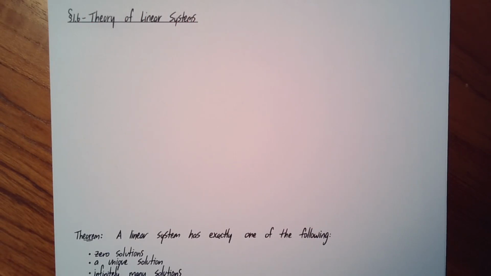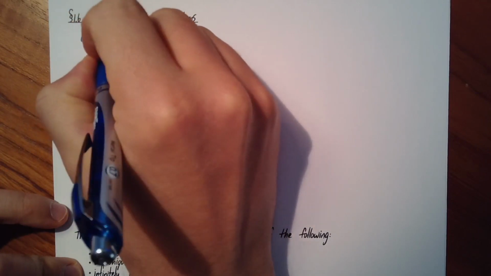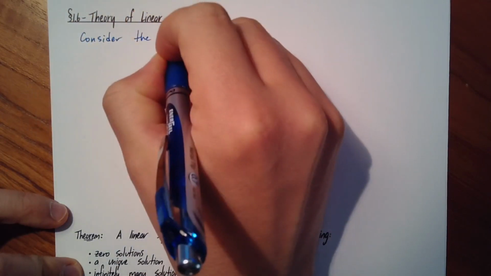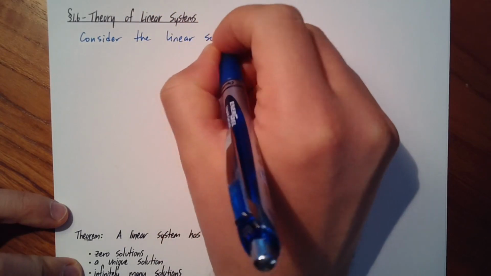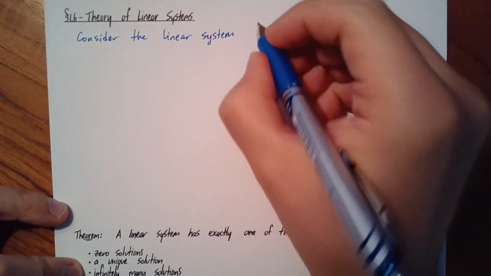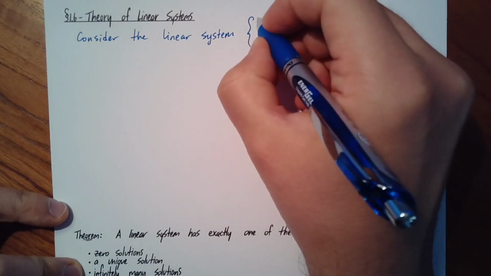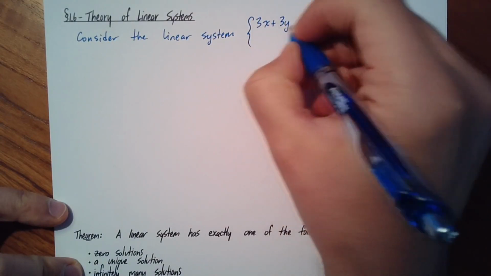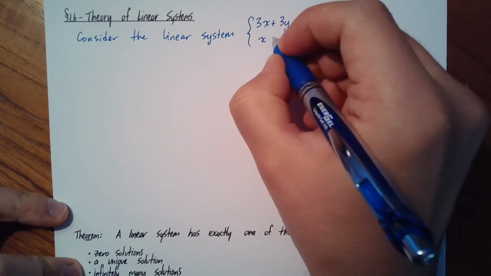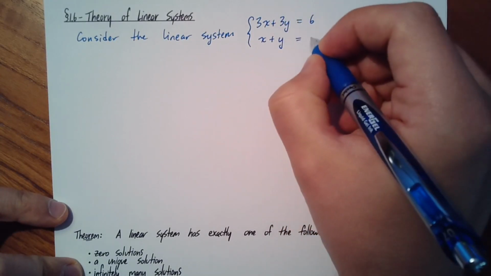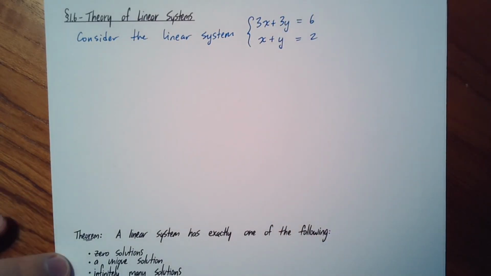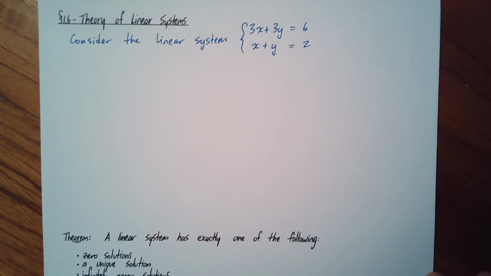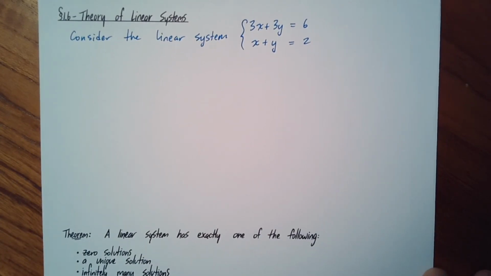So I want you to start by considering the following linear system. It's going to be a system with two equations and two variables. And here it is. So we've got 3x plus 3y is equal to 6, and x plus y is equal to 2. Okay? And if you've practiced solving lots of linear systems at this point, you'll probably recognize this right away as one that's going to require a parameter to write down the general solution, and that's okay.